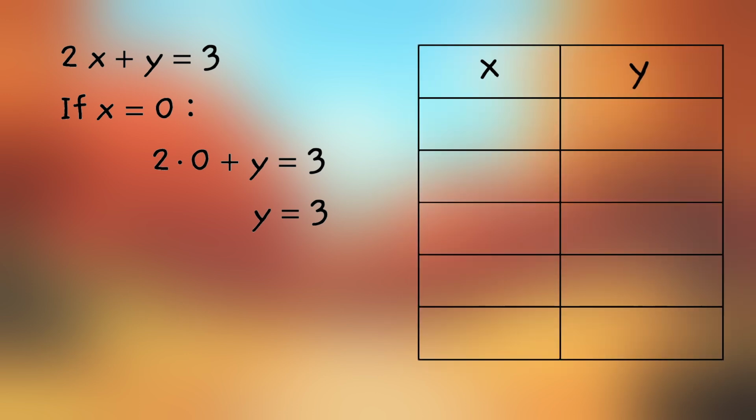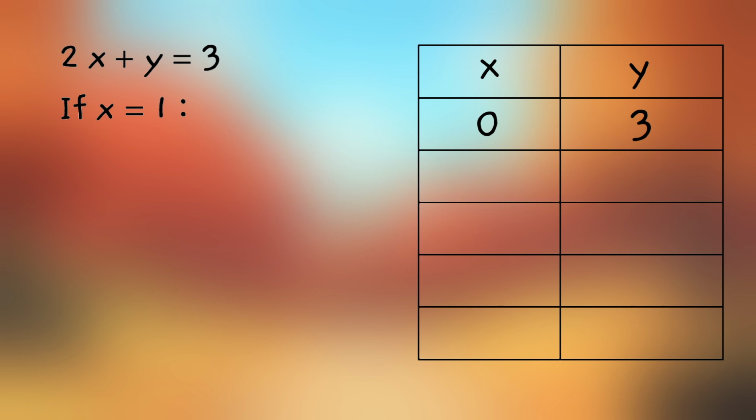Let's record this over here in a table. We'll just make a list of what numbers for x and y are solutions to this equation. And as we just saw, when x is 0, y has to be 3. Next, what if x equals 1? What does y have to be in this case?